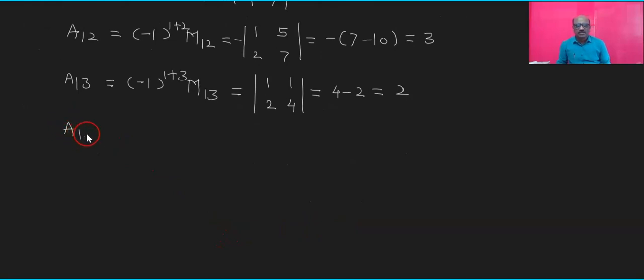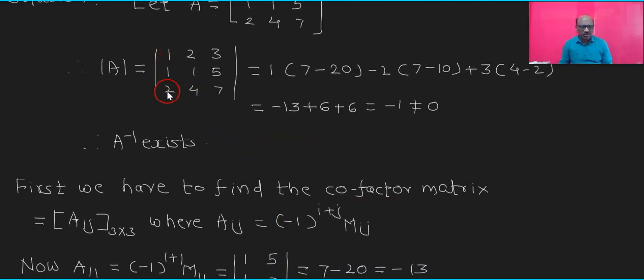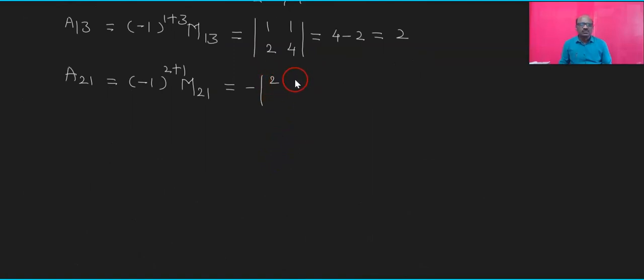Next is A21, which is minus 1 raised to 2 plus 1, M21. Overall you will get minus M21. Now delete the corresponding element in the column and the row, therefore you will get the determinant 2 3 4 7. It is a minus, 2 3 4 7, and hence you will get minus, 2 into 7 that is 14, minus 12, and overall you will get minus 2.